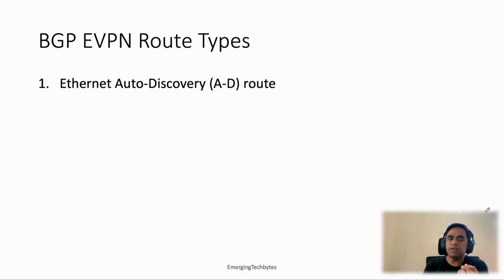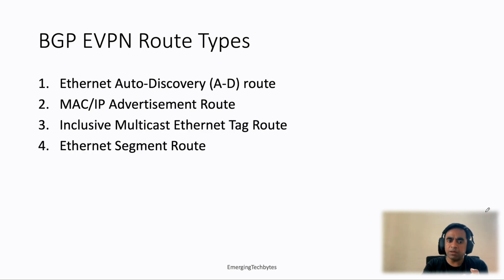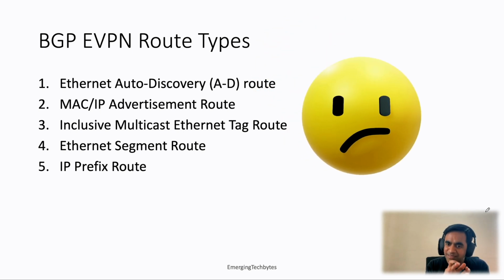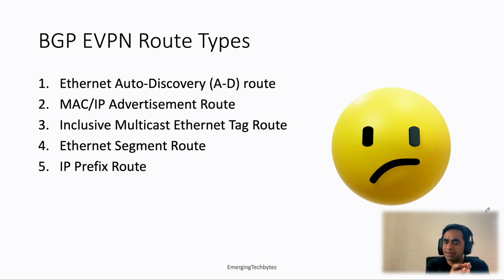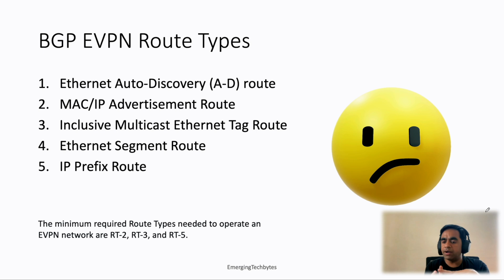So that's where you see these auto discovery route, MAC advertisement, IMR, IP prefix route, right? This was the slide where we ended our lecture 2 as well, and this is the slide where we are ending our lecture 3 as well. Don't get confused if you don't understand these route types. The purpose for today's session was to give you the background of network virtualization, the basic building blocks of VXLAN, and then cover some sort of BGP. And in this, the minimum required route types are RT2, RT3, and RT4.